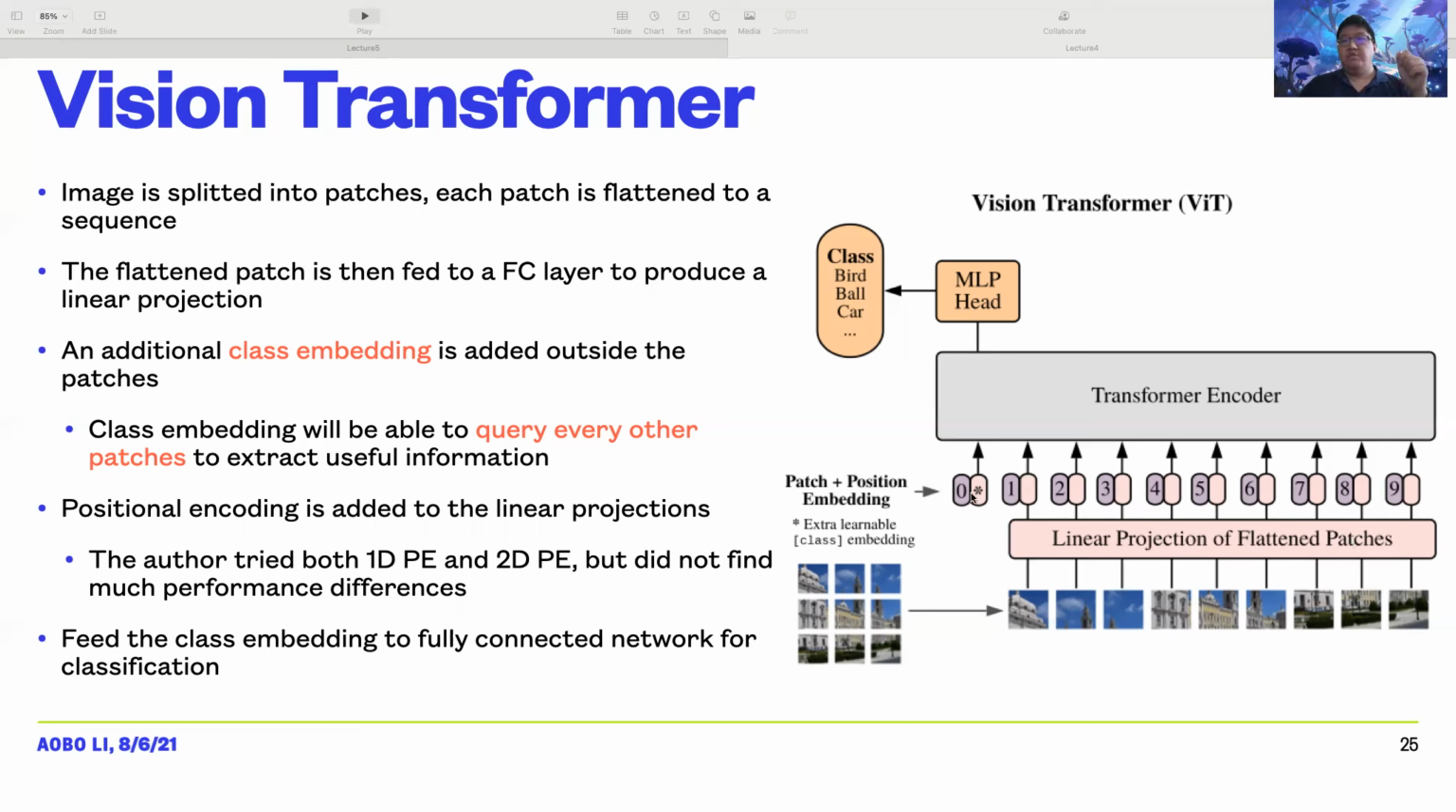And then we feed it into the transformer layer to perform the multi-head self-attention operation. Then we pull out the class embedding information and feed it to a fully connected neural network to perform the classification decision.